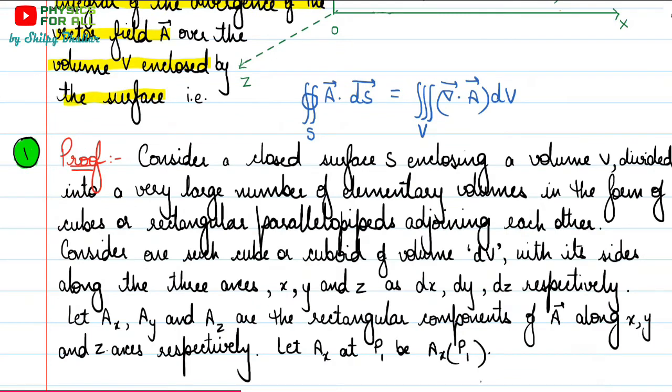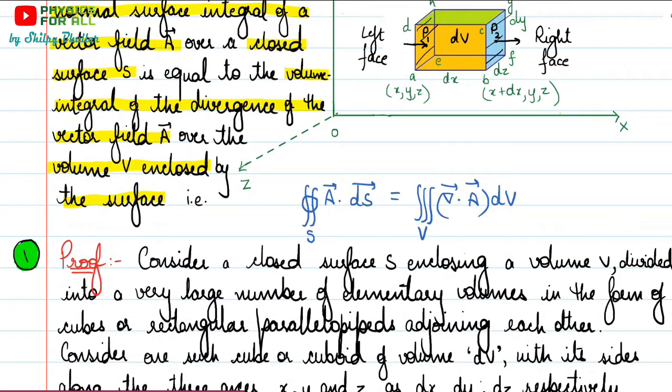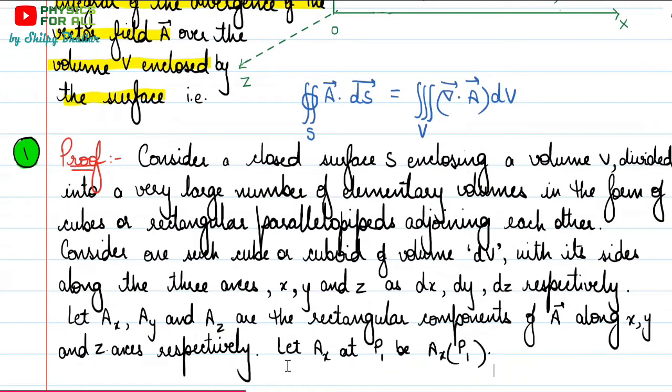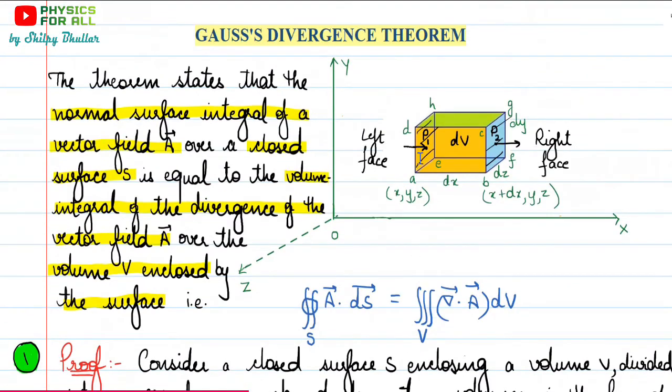Since vector A has ax, ay, and az as its rectangular components along the 3D direction, let ax at P1 be ax P1. So the value of ax at point P1 is ax of P1. We are considering only these two faces, left face and right face. And what are the areas of these two faces?